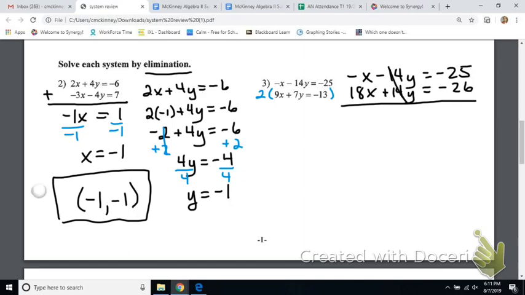If something doesn't eliminate, you've multiplied by the wrong number or the wrong equation. So in this case, yes, the y's eliminate. This is a negative 1 and an 18, so 17x. When I add negative 25 and negative 26 together, negative 51. Now it's just a one-step equation to find x. We're dividing by 17.